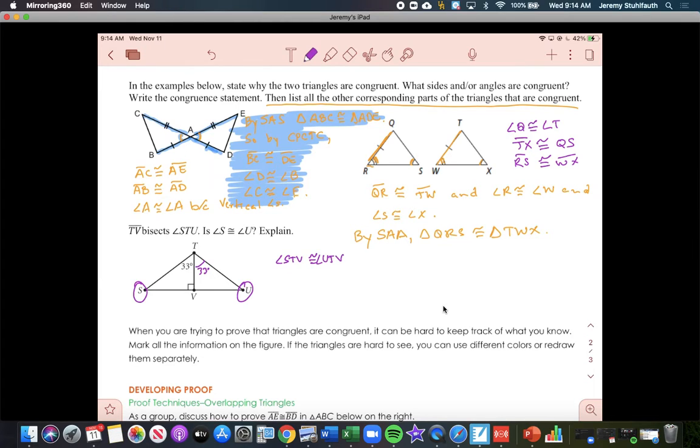And so since those two angles are congruent, let's take a look at what else we know. We know TV is congruent to TV because these two triangles share the side TV. And finally, we know the angle SVT is congruent to angle UVT. So if you think about what we know: angle, side, angle.